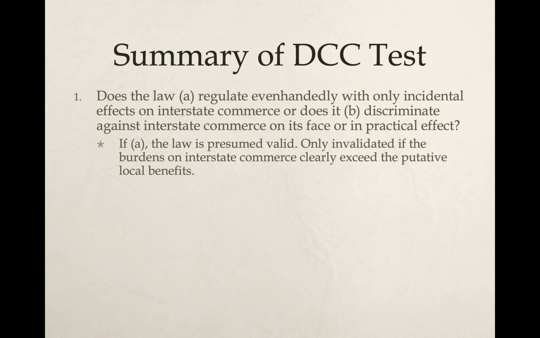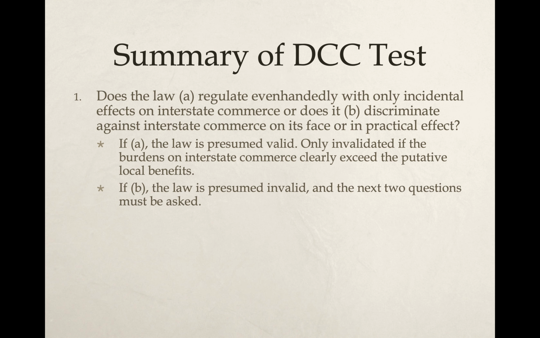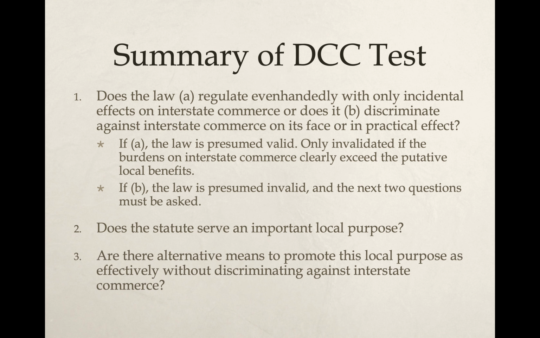Right. So if it's a non-discriminatory law, it's presumed valid, only invalidated if the burdens on interstate commerce clearly exceed the putative local benefits. If it's a discriminatory law, then the law is presumed invalid, and the next two questions must be asked. Does the statute serve an important local purpose? And remember, the burden will be on the state at this point. The state will have to come up with that important local purpose. And then the court will ask, are there alternative means to promote this local purpose as effectively without discriminating against interstate commerce?